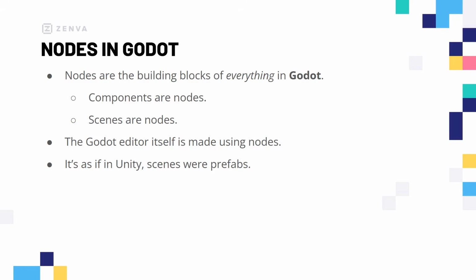Now, one more thing about nodes, and it's very important to know. Again, nodes are the building blocks of every single thing in Godot. Your components are nodes. Your scenes are nodes. The Godot editor itself is made using nodes. Nodes are such a fundamental aspect of the engine itself that, well, they also make up the engine. And like I mentioned before, it's as if Unity scenes were prefabs.